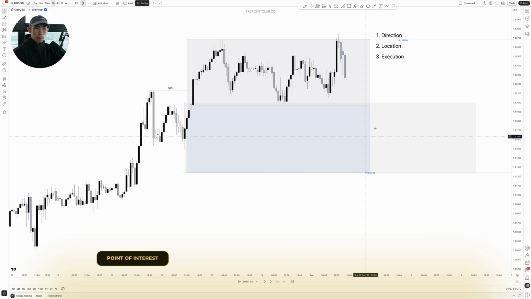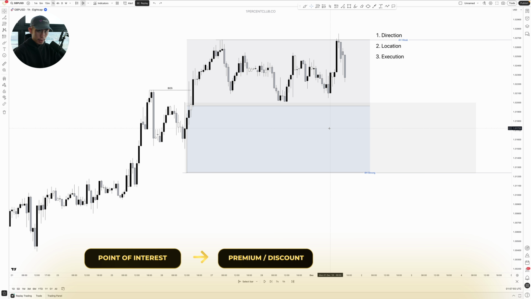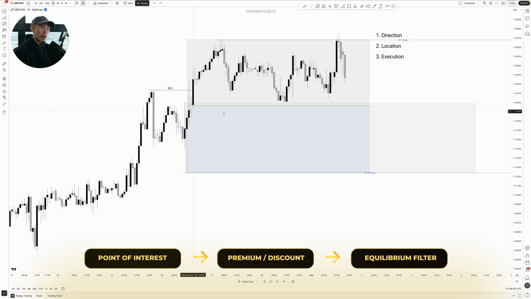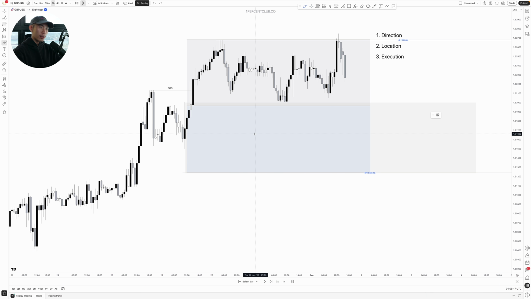So that's pretty much how you establish the location, right? You look for a significant point of interest, you map out your premium and discount. You want to make sure that you are trading below the equilibrium level if you're entering for longs. And the lower the point of interest is within the discount pricing, the more likely it is going to hold, because once again, it's the last line of defense that price has to hold in order for price to remain bullish.